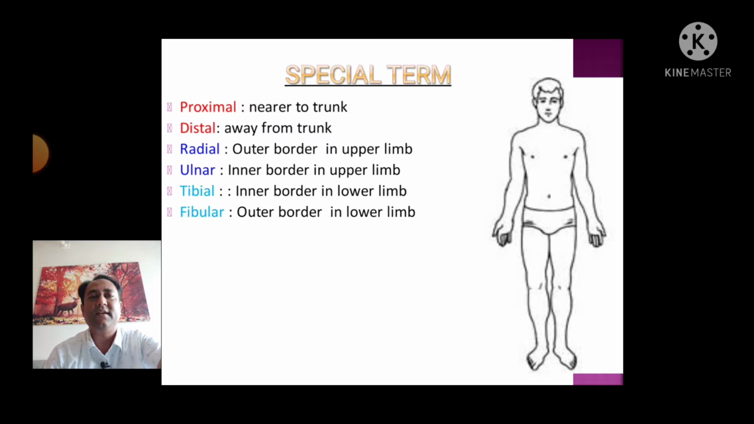Same way in the lower limb, in the leg, tibia is the name of a bone, it is on the inner side, and fibula is another name of a bone, it is situated on the outer side. So when we say tibial, it is called the inner border of the lower limb, and fibular means the outer border of the lower limb.